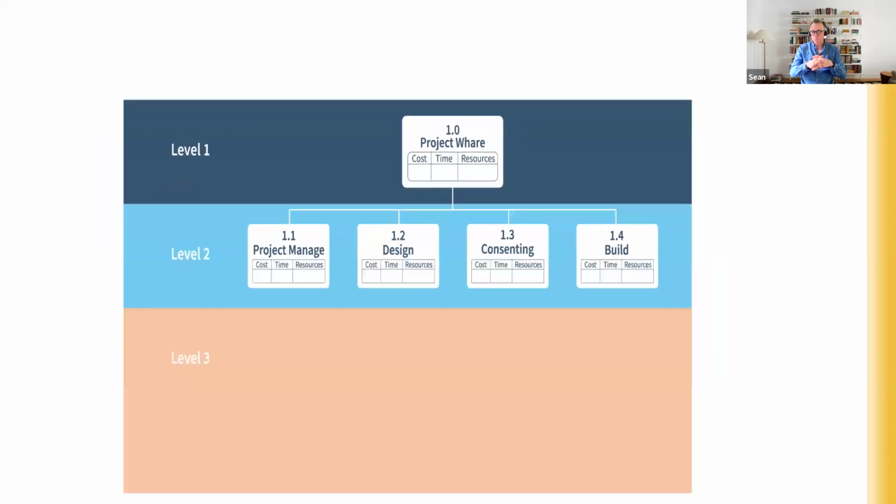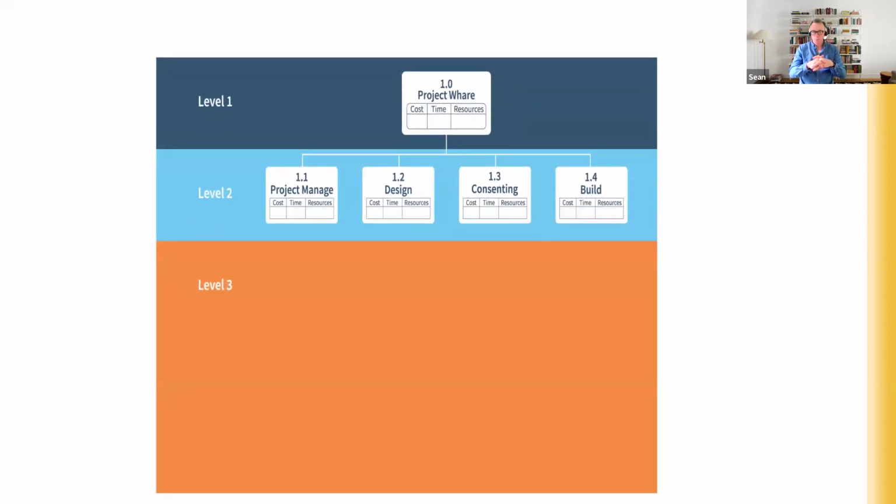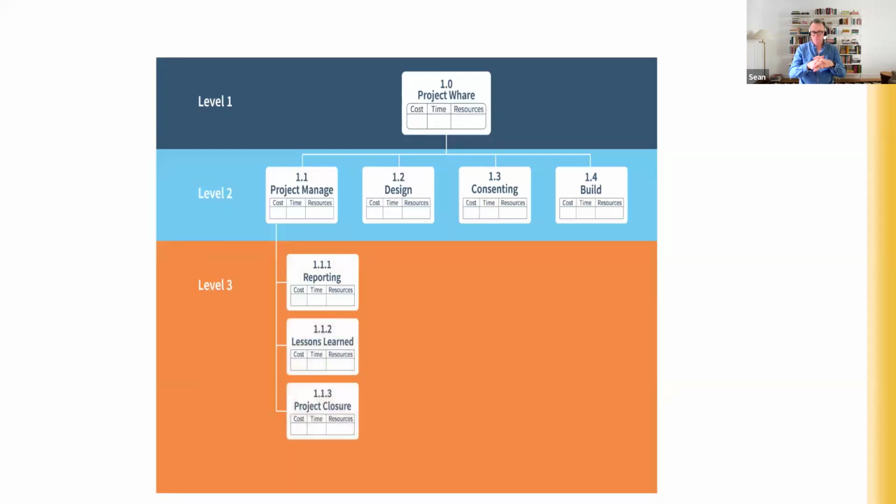The third level of our work breakdown structure is the work package level, and this is where we break down what we know about the scope of work and begin to describe it in a little more detail. So under 1.1, project management, we could include things like reporting, lessons learned, and project closure. Obviously, we could go into a great deal more depth, but for the purposes of this exercise, we're keeping it simple. Each of these things has a number as well, which in this case would be numbers 1.1.1, 1.1.2, 1.1.3. Remember that these numbers should align with the numbering in your cost accounting system.